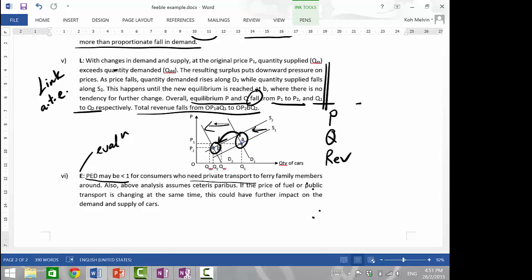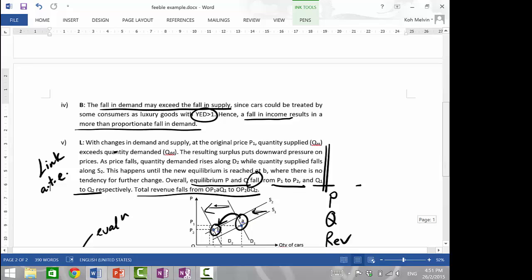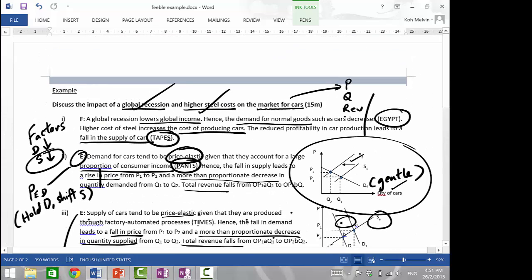Also, we assumed ceteris paribus. Other factors can also affect demand and supply. For example, if the price of fuel changes, or if the price of public transport is also changing. Here I'm talking about prices of related goods. This could also affect either demand or supply of cars. So there you have it, the entire FEEBLE approach in 6 steps.